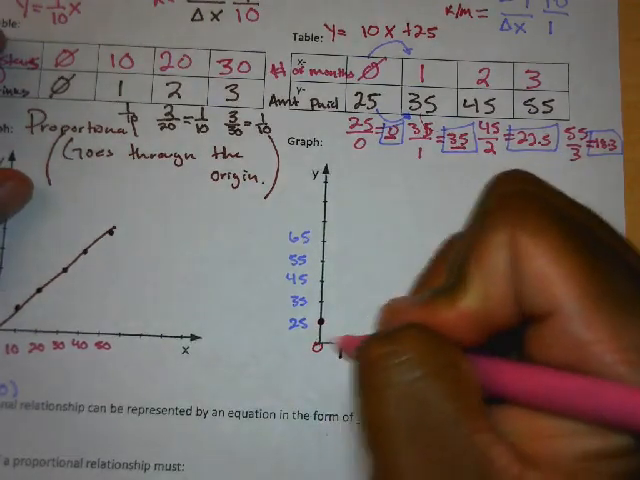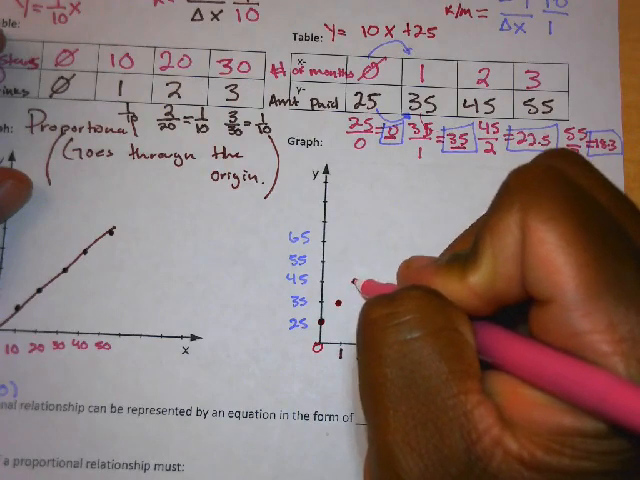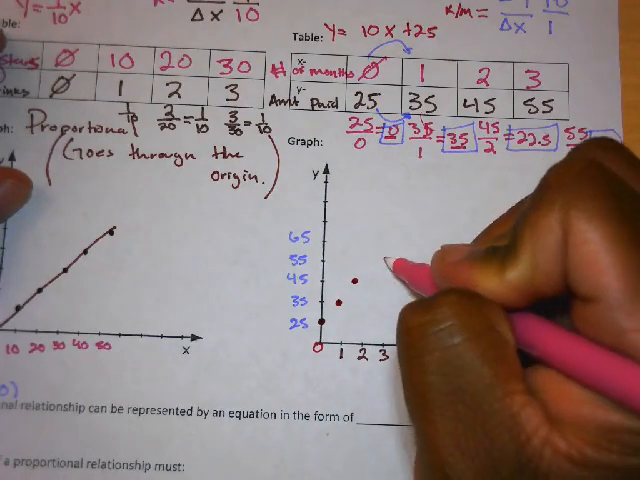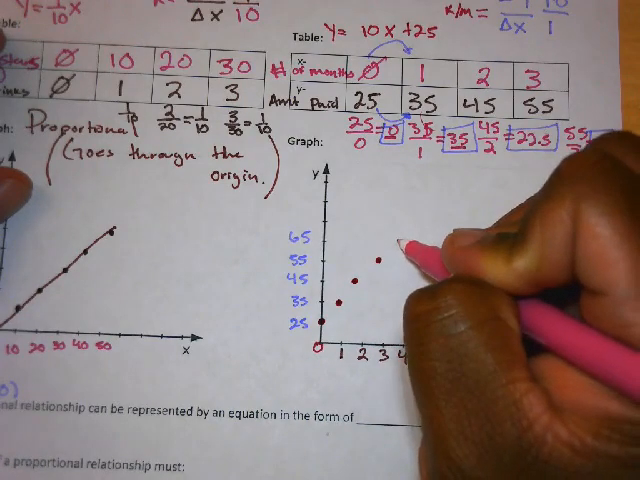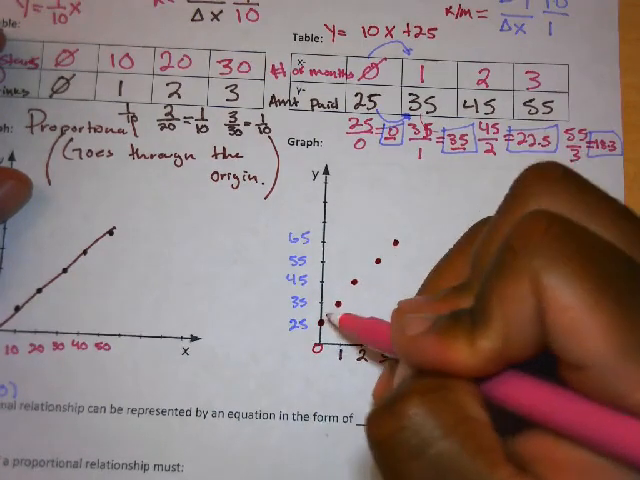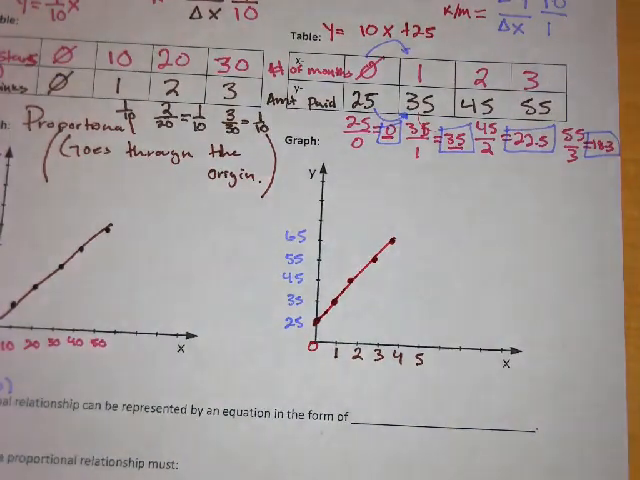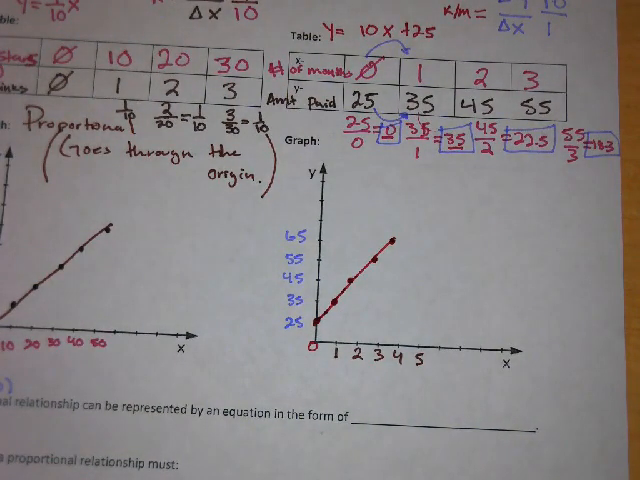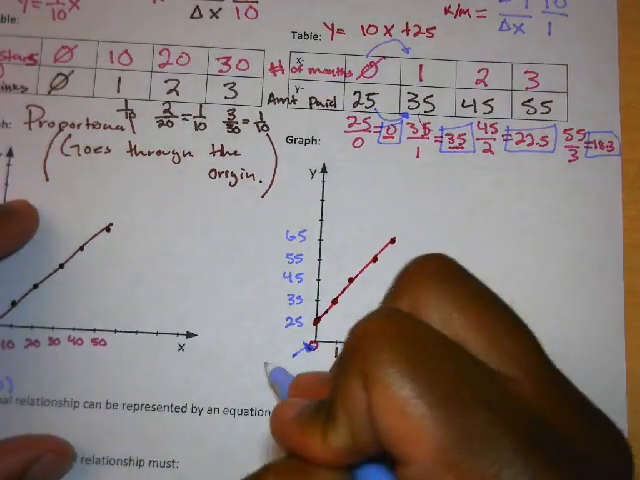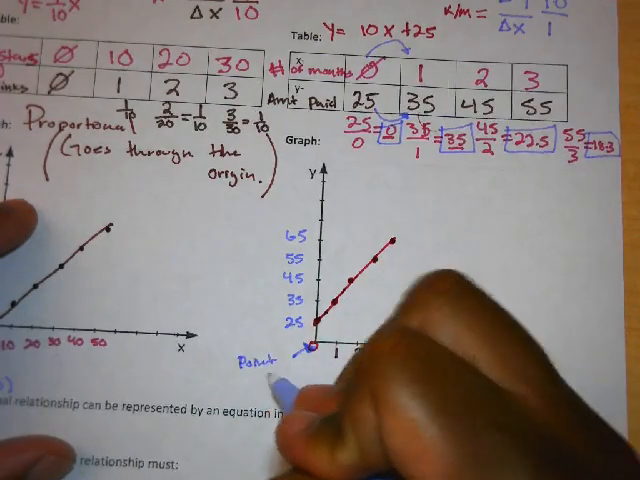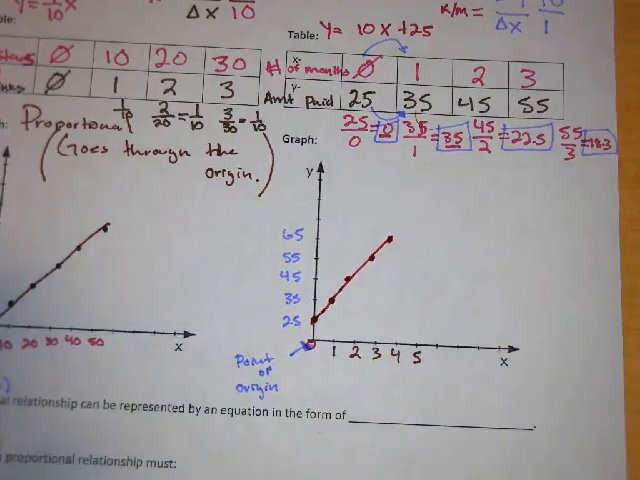And then the first month is 35. And then the second month is 45. And then the third month is 55. The fourth month would end up being 65. Right? And so my line goes like this. And so since we still have the point of origin here, but the line didn't start there. The line started above it.